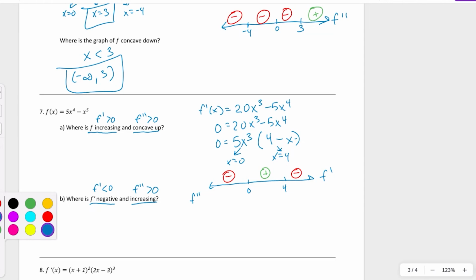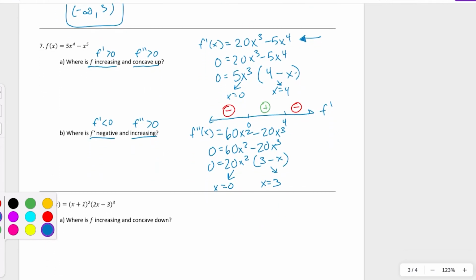And now let's find the second derivative. So the second derivative is going to be using the power rule on this one right here. This is the one I'm looking at. I'm going to get 60x squared minus 20x cubed. So setting that equal to 0 and factoring, I'm going to get two values, x equals 0 and x equals 3.